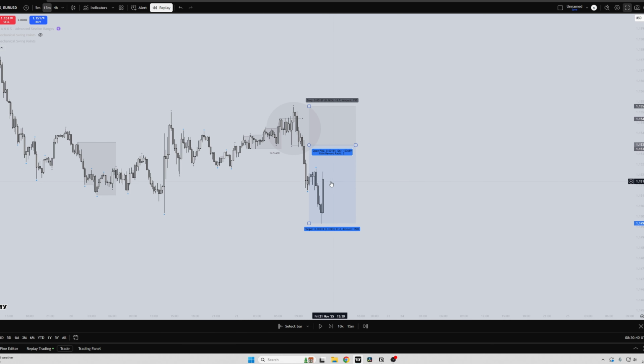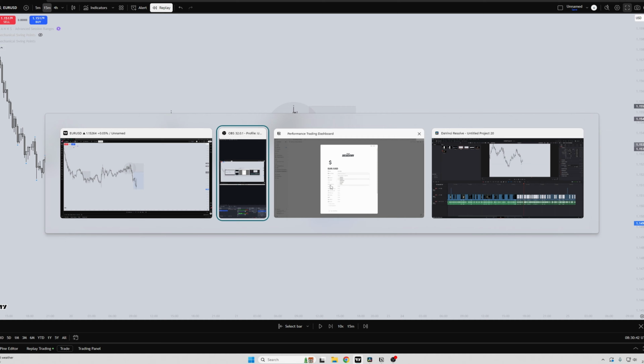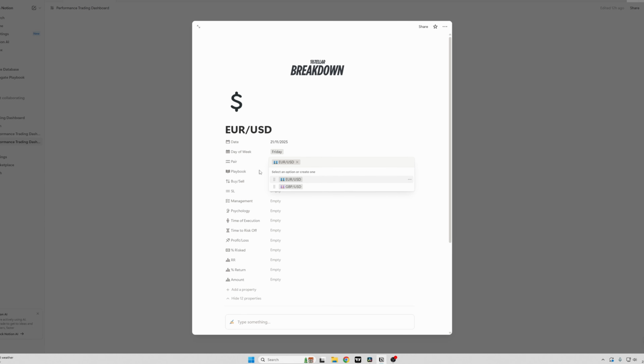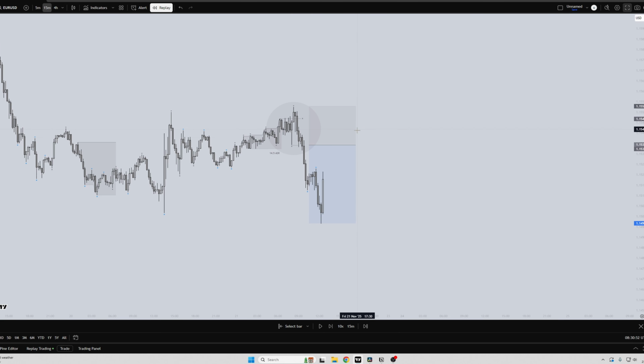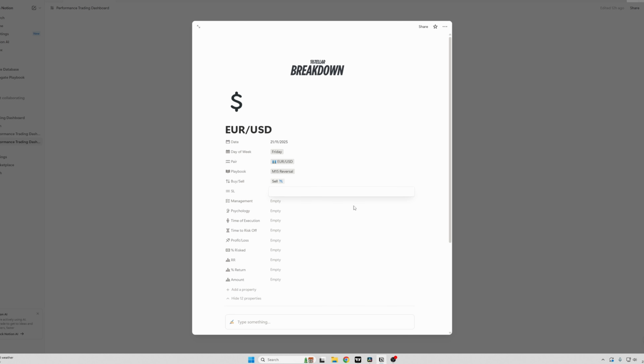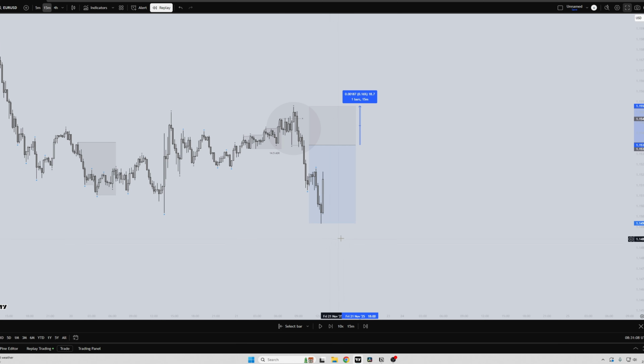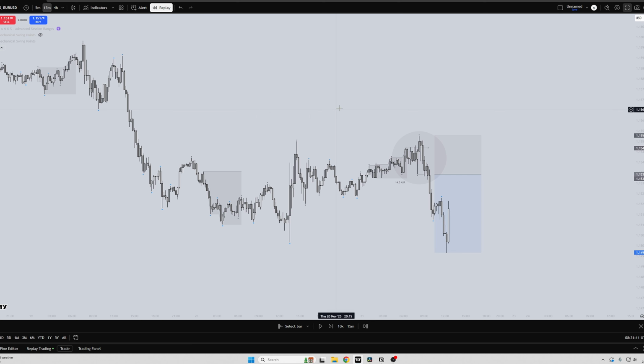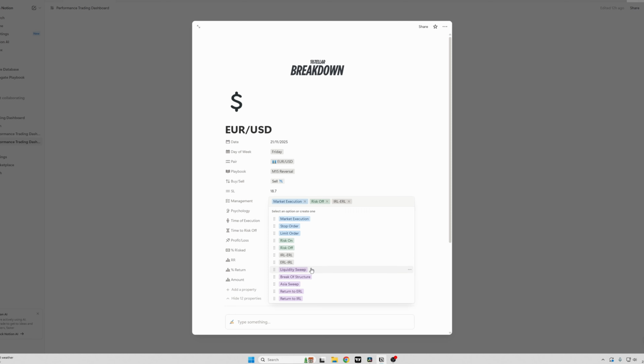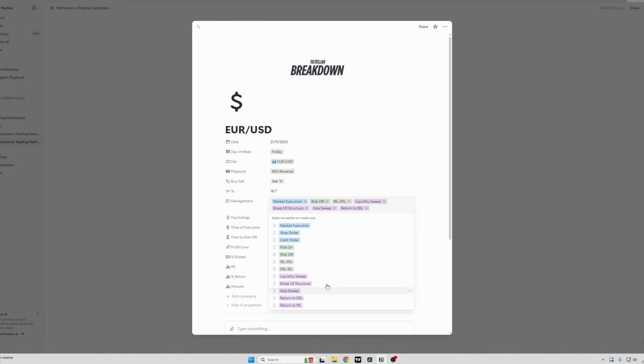The day of the week that I entered was Friday. Pair: EURUSD. Playbook: this would be an M15 reversal. Sell. Stop loss: take our measuring tool from the start to the top, 18.7. For management, this was a market execution. Risk was off. This was internal to external, internal of the H4 leg to external range liquidity. We then had a liquidity sweep, break of structure. Asia was swept, returned to ERL.